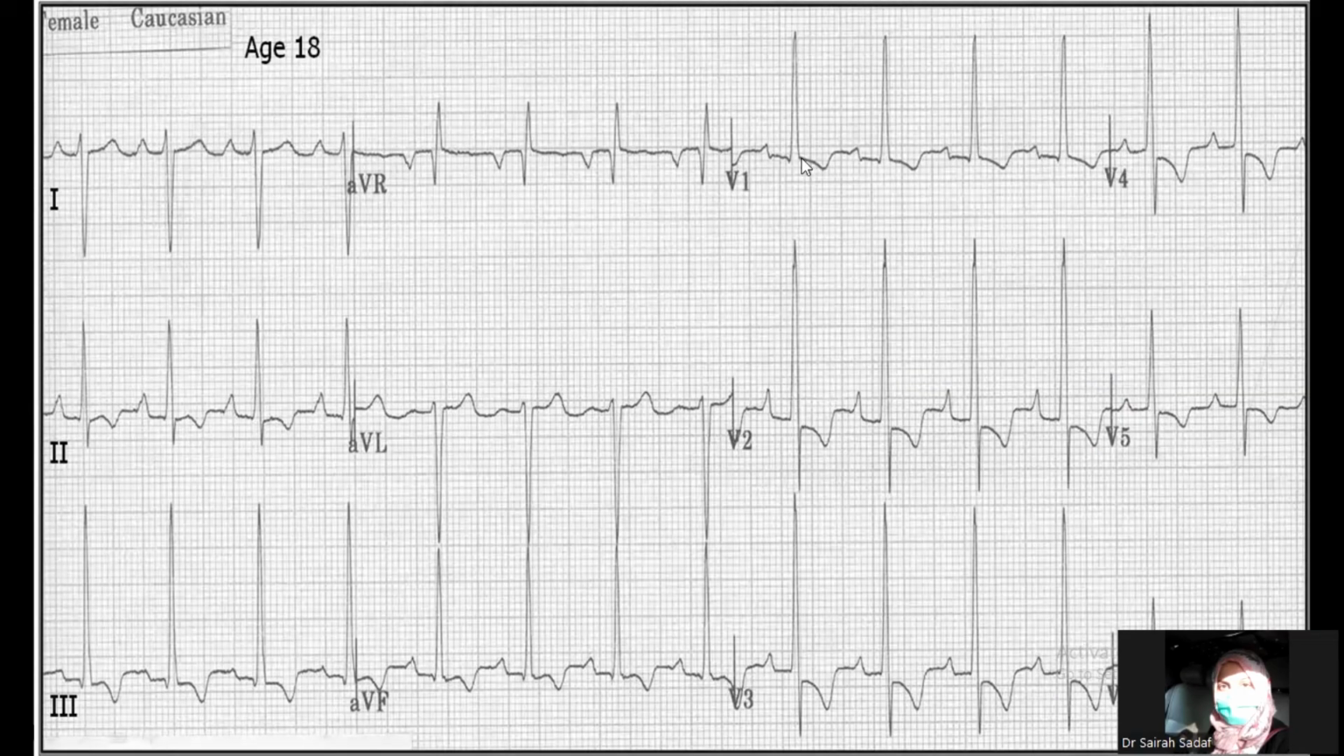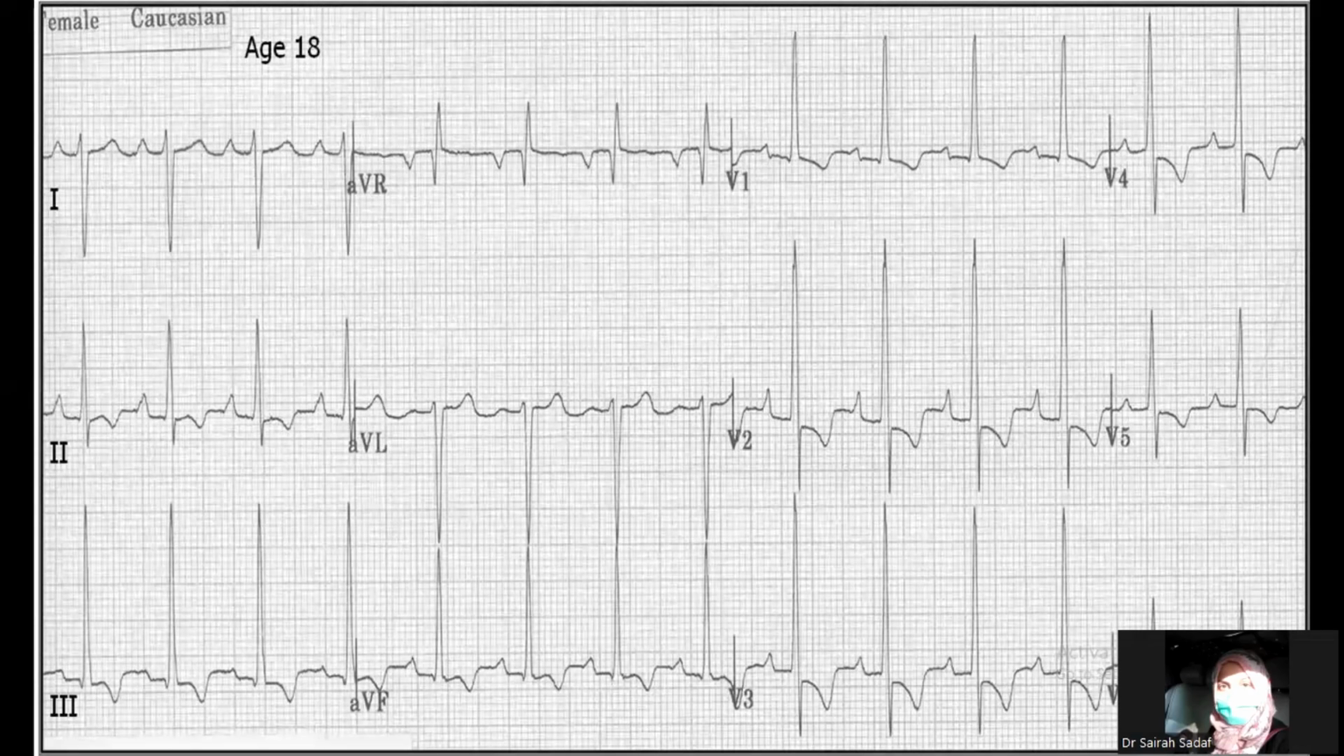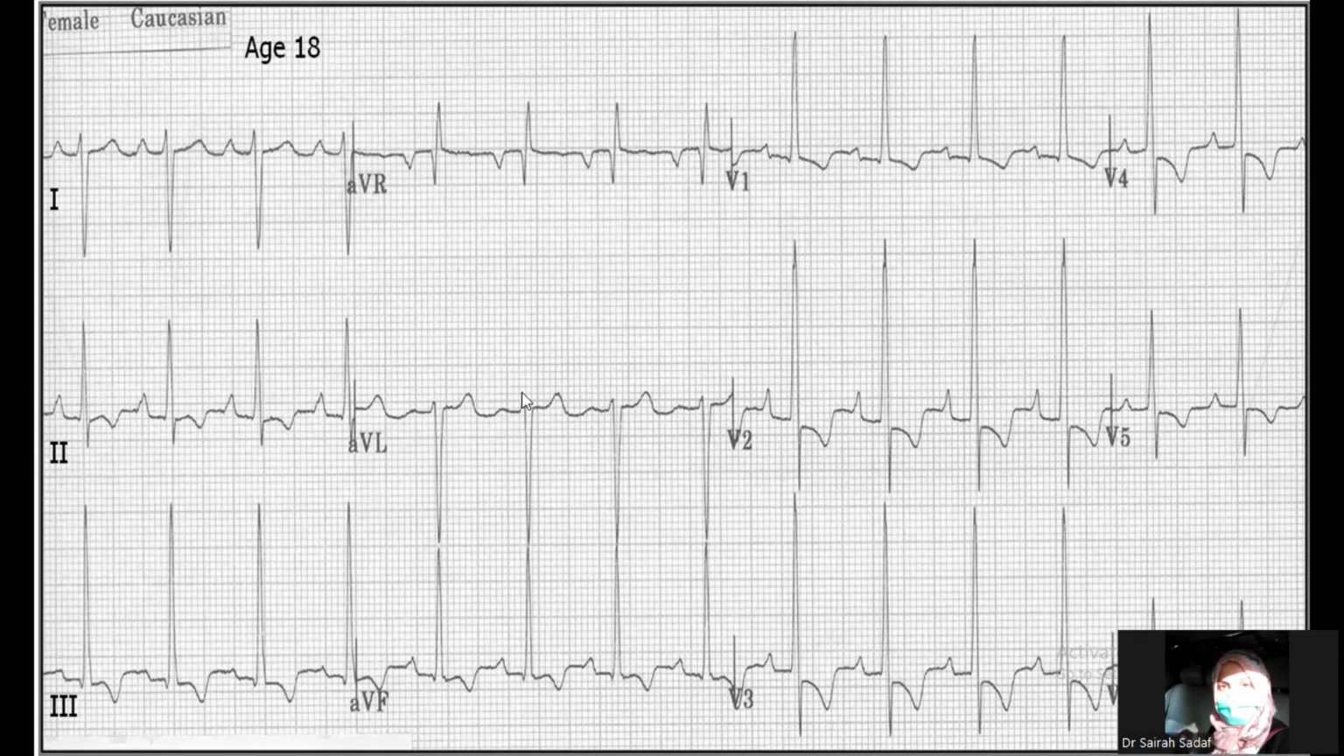Now in V1, usually what do we have? Normally we have an S wave, but right now we are having an R wave. The findings are reversed. It means there is something wrong with the right side. We have a strain pattern here. Can you see? ST depression with strain pattern. It is confirming, and we have right axis deviation. So this is RVH. Good.